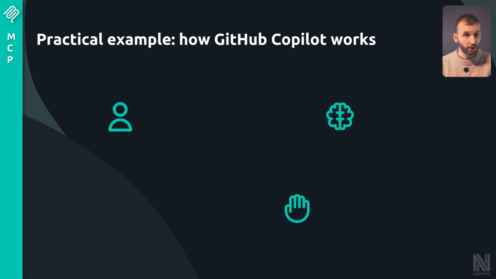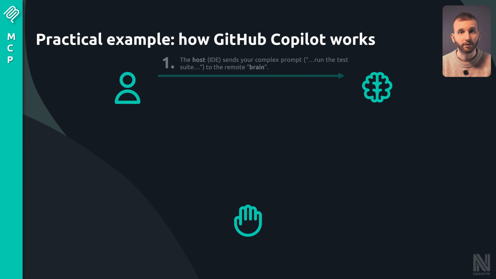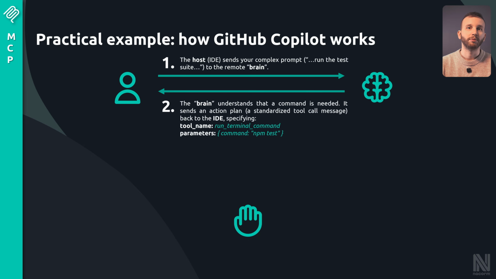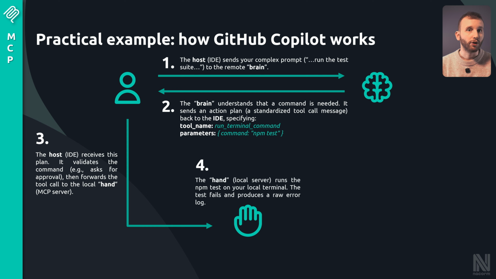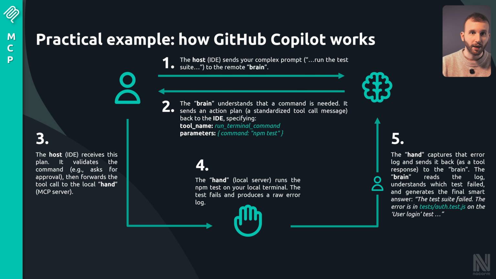Step 1. The host sends your prompt to the brain. Step 2. The brain decides a terminal command is needed. It sends a tool call back to the IDE, run terminal command, with parameters command, npm test. Step 3. The host validates the command, maybe asks for approval, then forwards the call to the local hand. Step 4. The hand runs npm test. The test fails and produces an error log. Step 5. The hand sends that log back to the brain. The brain reads it, identifies the failing test, and generates the answer.